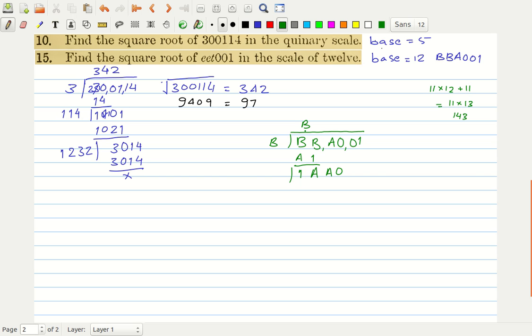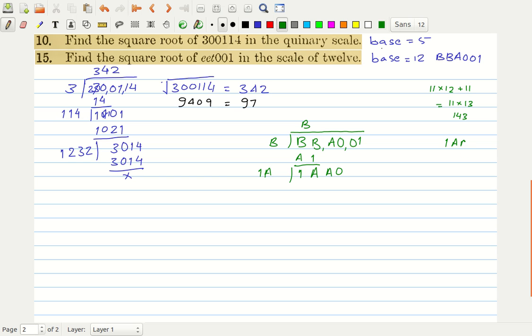Now B plus B is 11 plus 11, which is 22. How should I write 22 in base 12? I should write it as 12 plus 10, which is 1 times 12 is 12 plus 10 gives me 22. So B plus B is 1A in base 12. Now I have to find some number which I put here and here, and I should get a number less than or equal to 1AA0. I can already see that this is also 1A, this is also 1A, so it has to be towards the larger number. So let us first try B.